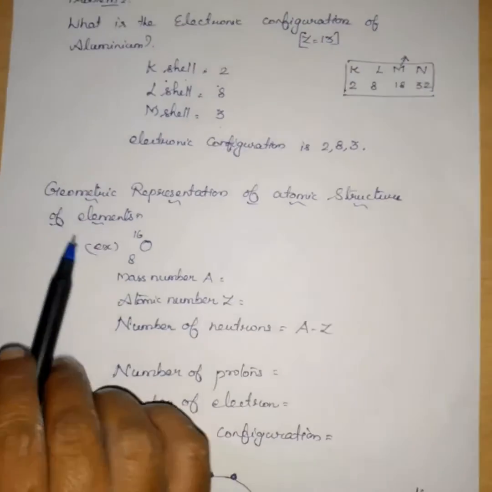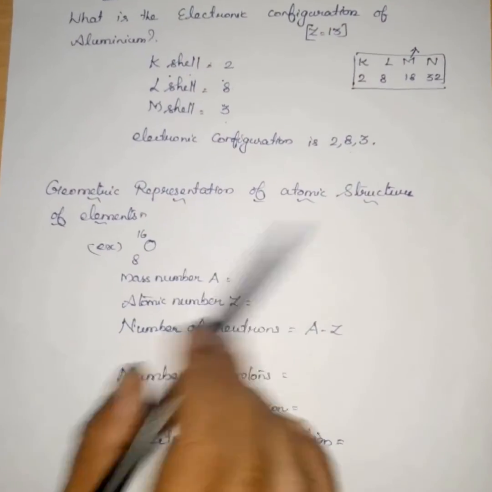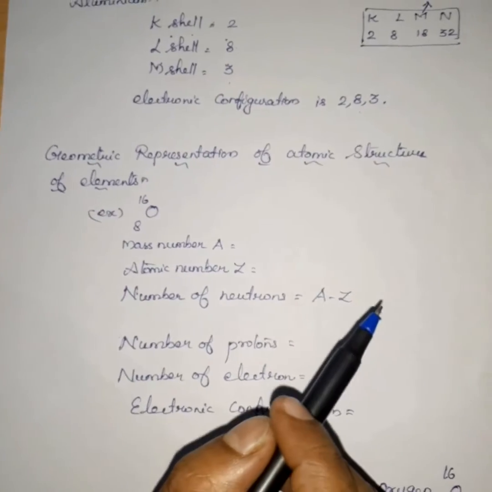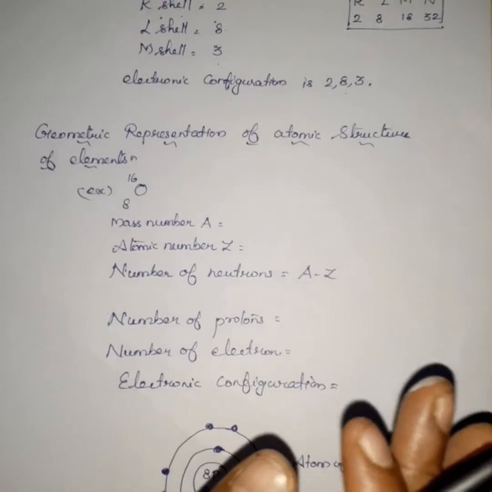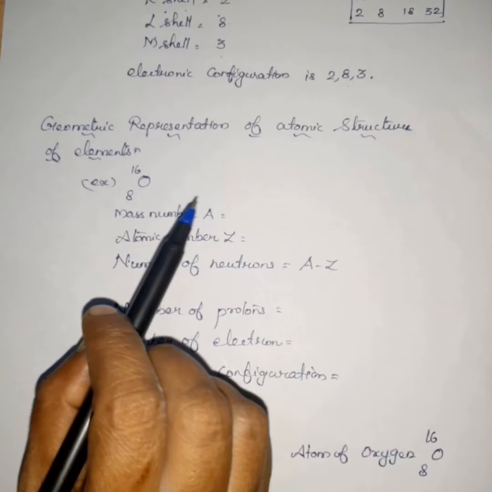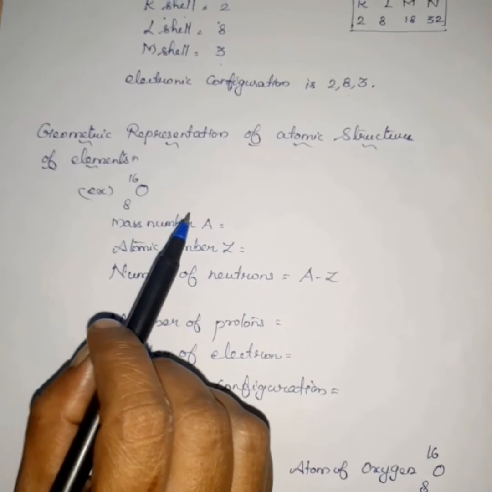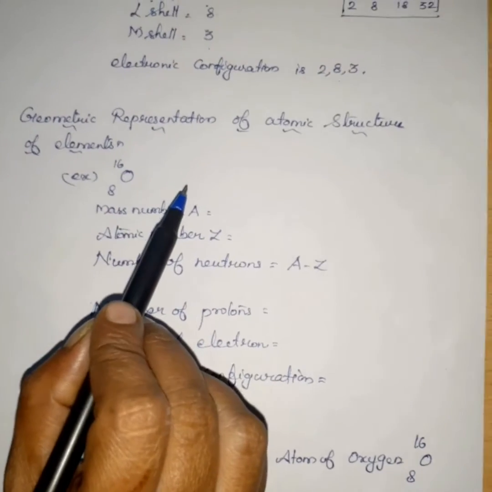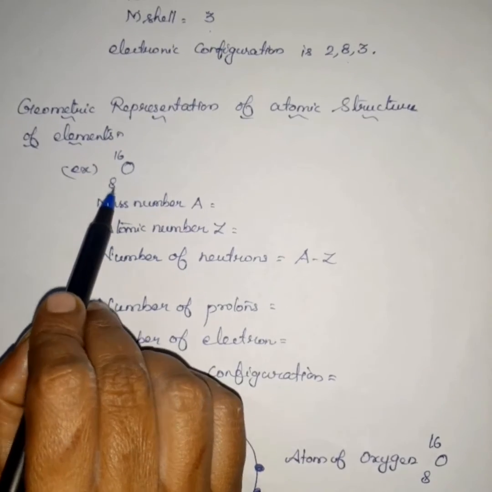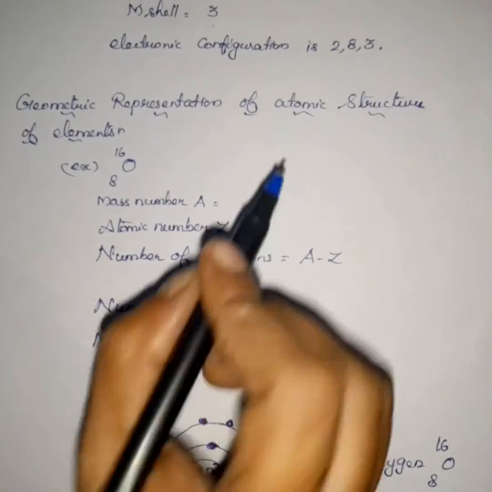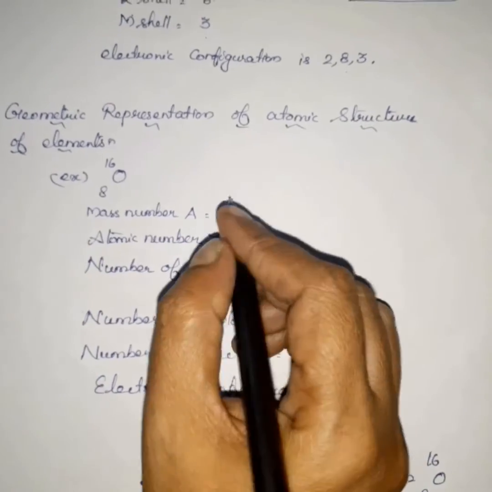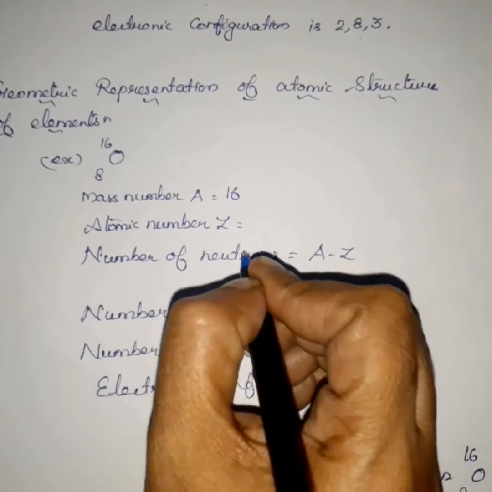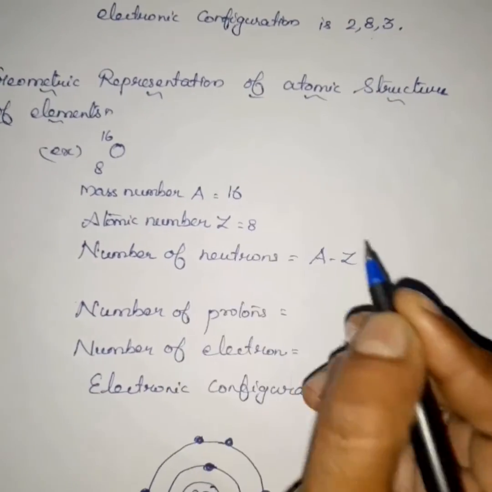Next we are going to study the geometric representation of the atomic structure of an element. Here you already know the mass number and atomic number of an element. We can represent the atomic structure. One example is given. The geometrical representation of the oxygen atom is O 8 16. Here the mass number A is 16 and the atomic number is 8. You already studied this in the previous class.